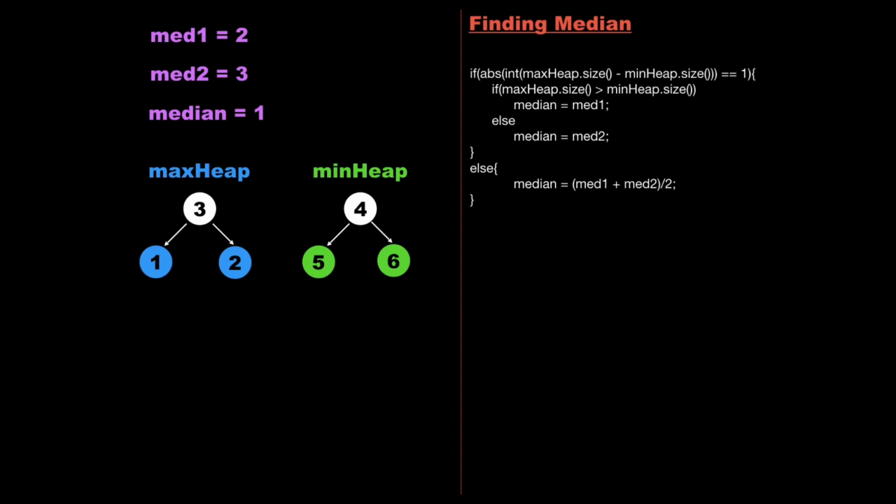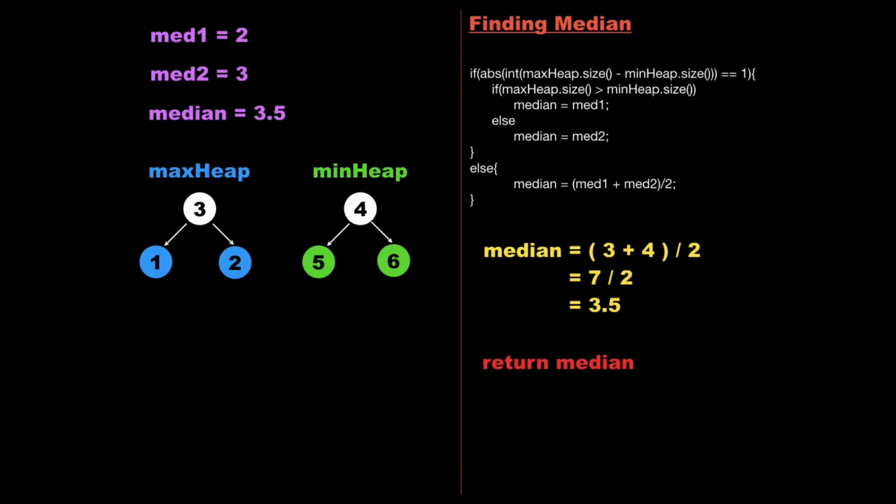That is, we have min heap and max heap of two different sizes in which the size of one varies by other by 1. So here the sizes of both the heaps are equal, therefore we enter the else condition and calculate the median as 3 plus 4, which were the value of mid 1 and mid 2. So we get the value of median as 3.5. So we update the value of median and return median.